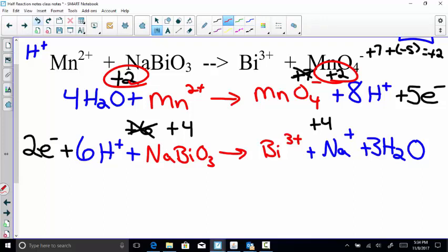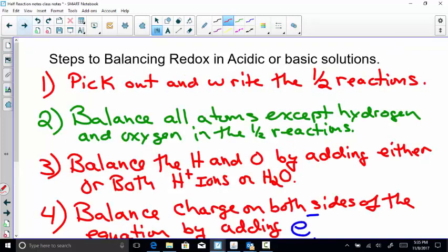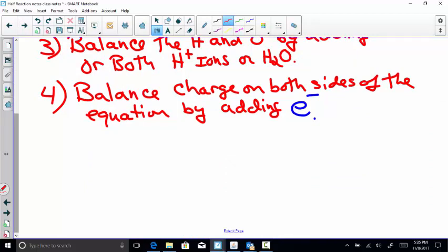But the other thing to think about here is, again, when we talked about this earlier, remember our electrons should be on opposite sides, and they are. So that's actually a good check for us to make sure our electrons are on opposite sides. Great. Now we go to step 5.